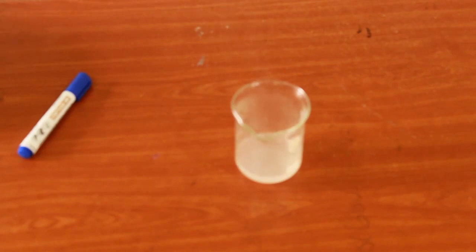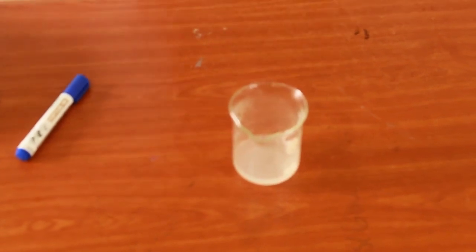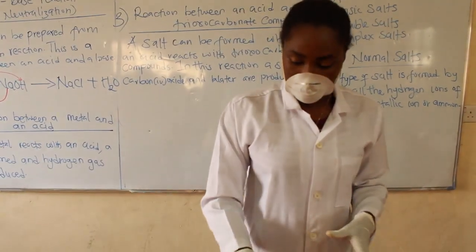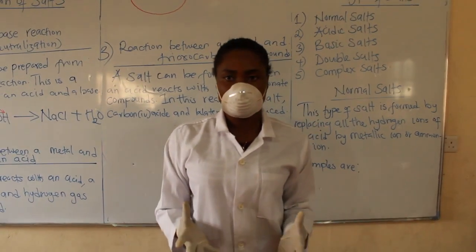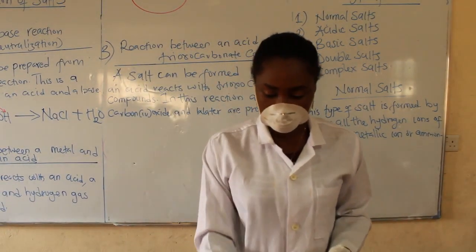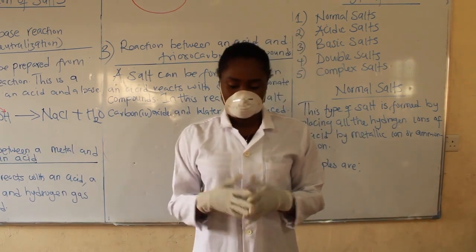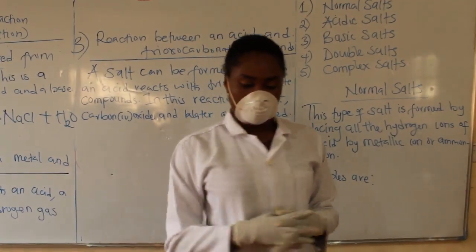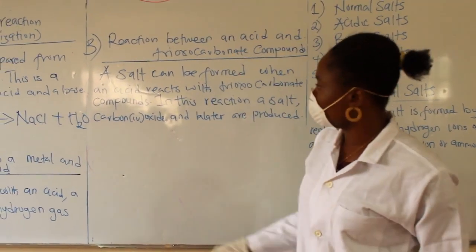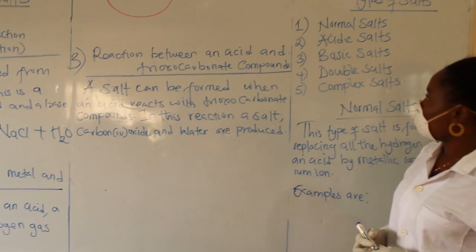So this is the reaction between a metal and an acid. Now this reaction will be more corrosive if we had added a large quantity of sodium metal. For the sake of this video, I had to use a little quantity so that you can understand what's going on. So this is one way of producing a salt: reaction between a metal and an acid.